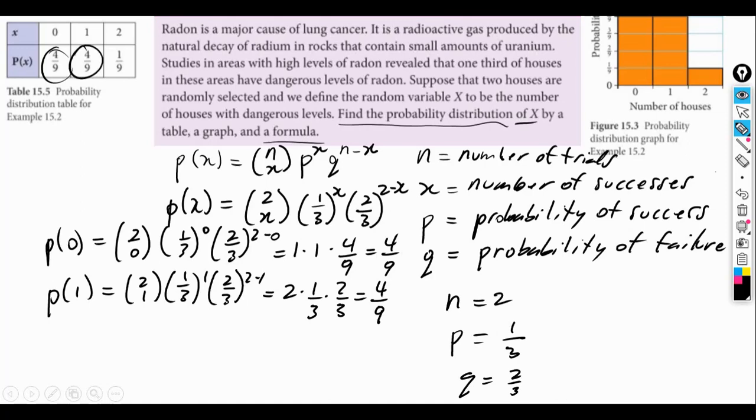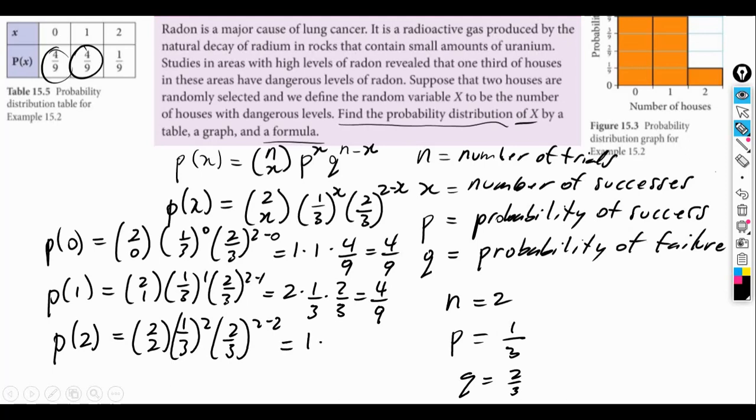And then P of 2 is going to be 2 in combination with 2, times 1/3 to the 2, and this times 2/3 to the 2 minus 2. So then notice that this is going to be 1 times 1/9 times 1, and it equals 1/9. And notice that we get the same answer.